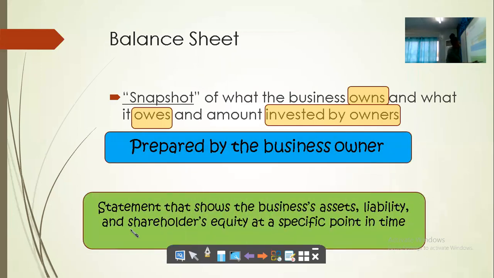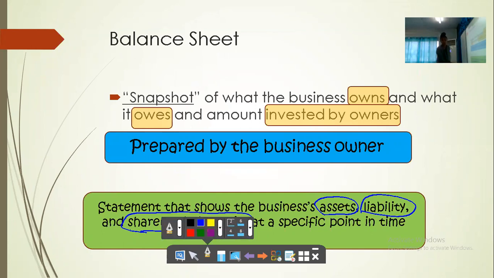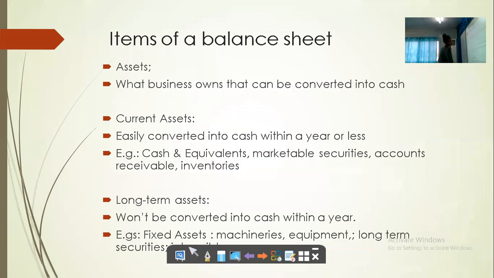It shows business assets, what a business owns, business liabilities, what a business owes, and shareholders' equity, what the business owners have put into the business itself. Any questions so far? We'll go through examining what is written down on a balance sheet.